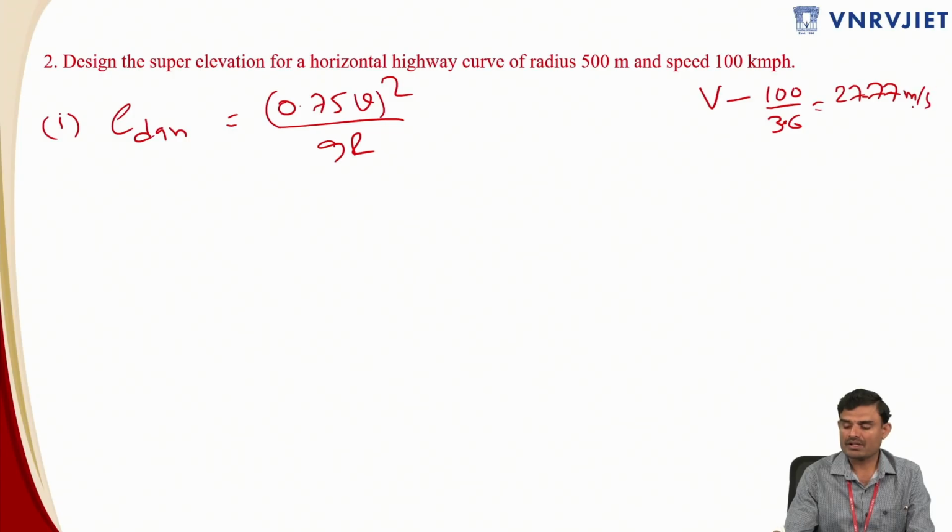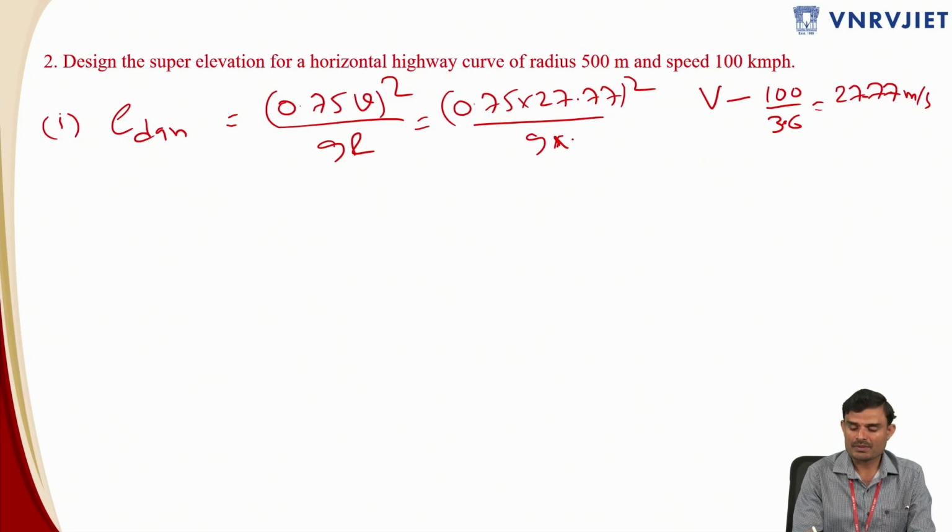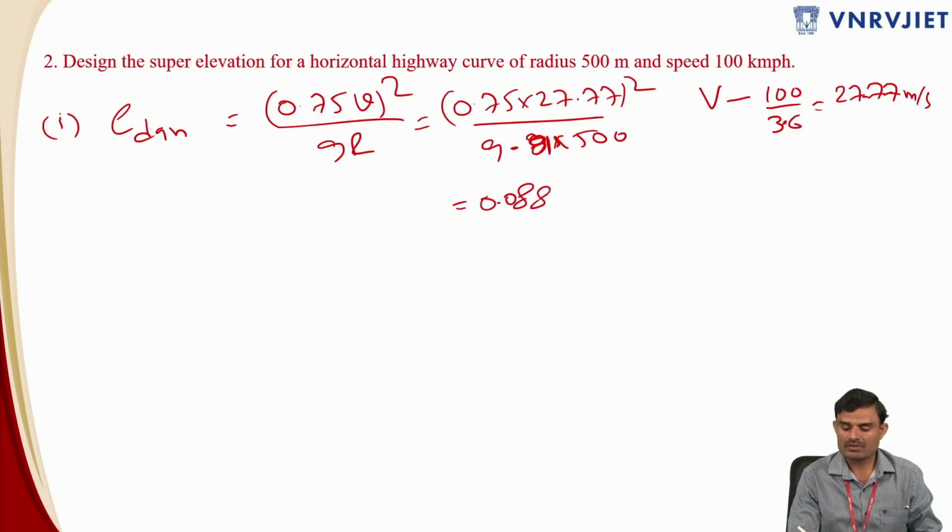3.6. So therefore this is meters per second. So you substitute the value of 0.75 V, 27.77 whole square, divided by GR, and you substitute the value of G is equal to 9.81 and multiplied by 100. Then you are going to get the value of superelevation as 8.8%. So that is nothing but 0.088. If you multiply that, it is nothing but 8.8%.